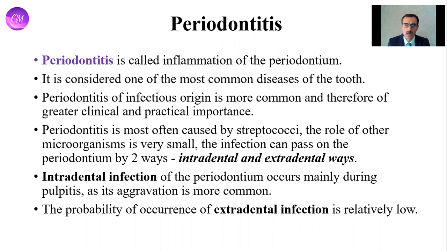Periodontitis is most often caused by streptococci. The role of other microorganisms is very small. The infection can pass to the periodontium in two ways, by the intradental and extradental ways. Intradental infection of the periodontium occurs mainly during pulpitis, as its aggravation is more common. The probability of occurrence of extradental infection is relatively low.